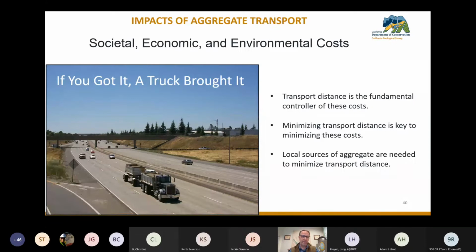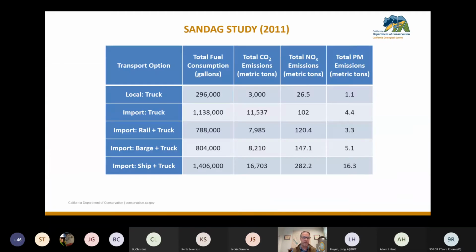So about the impacts, just real quickly, distance matters. The farther we're getting stuff, the greater the impact there is. The societal costs are like traffic congestion, the economic cost, road maintenance, and environmental costs are greenhouse gas and particulate matter. So it is very important for these sources to be identified locally.